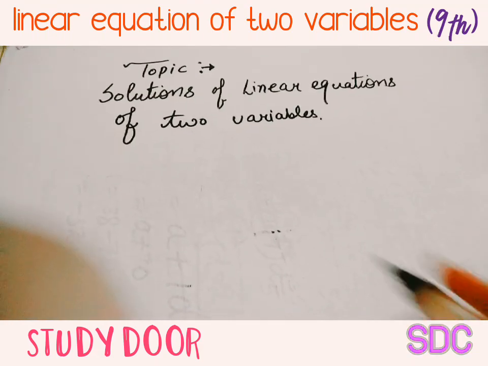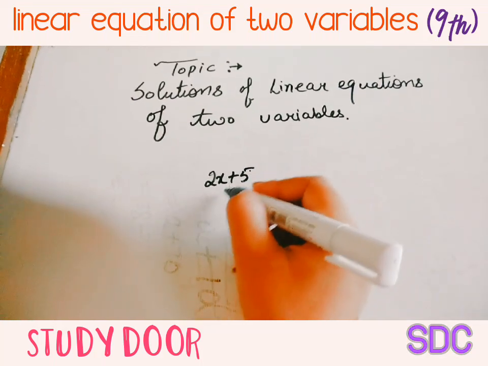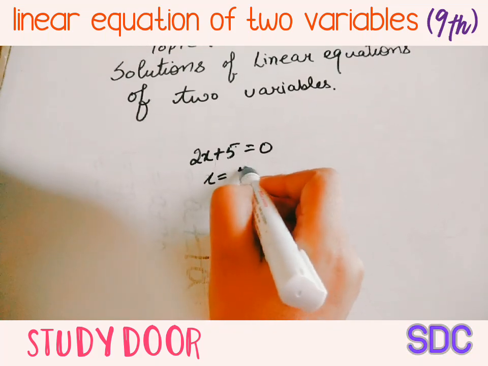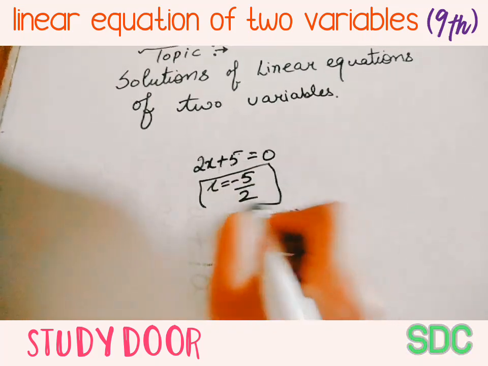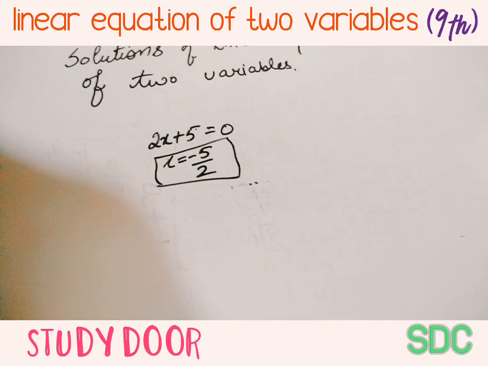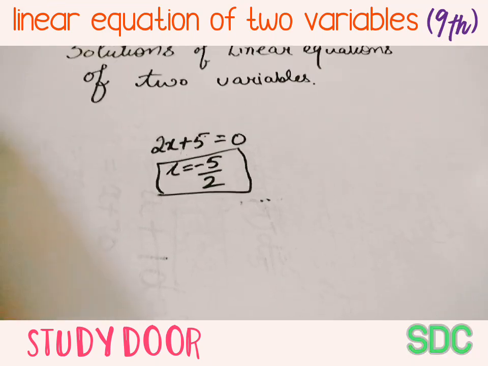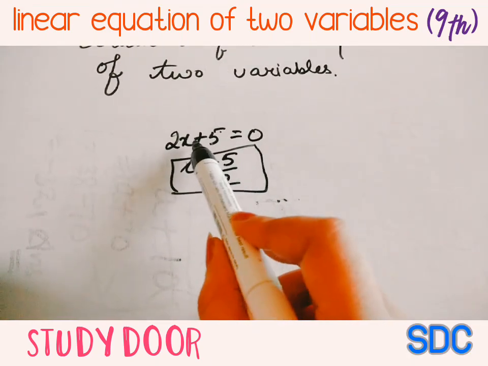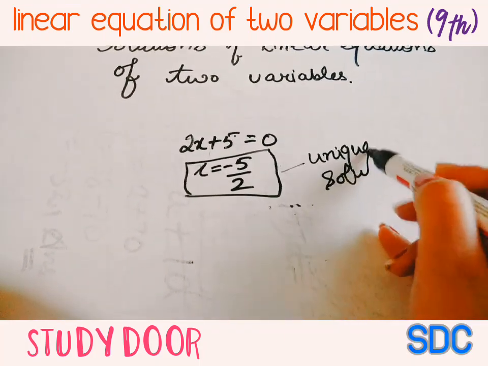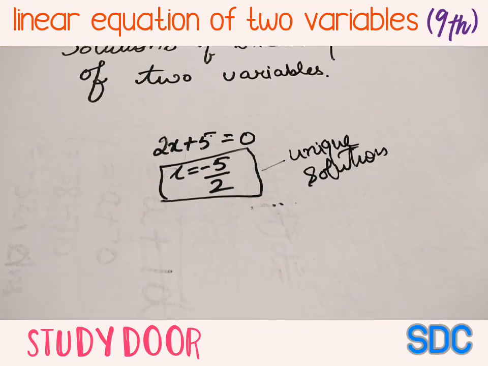Just like we take one equation, 2x plus 5. We can find the value of x when 2x plus 5 is equal to 0. The value of x will be minus 5 by 2. So the solution of the one variable equation 2x plus 5 is x is equal to minus 5 by 2, okay? This is a unique solution. So we can say that the solution of a one variable equation has a unique solution, okay?